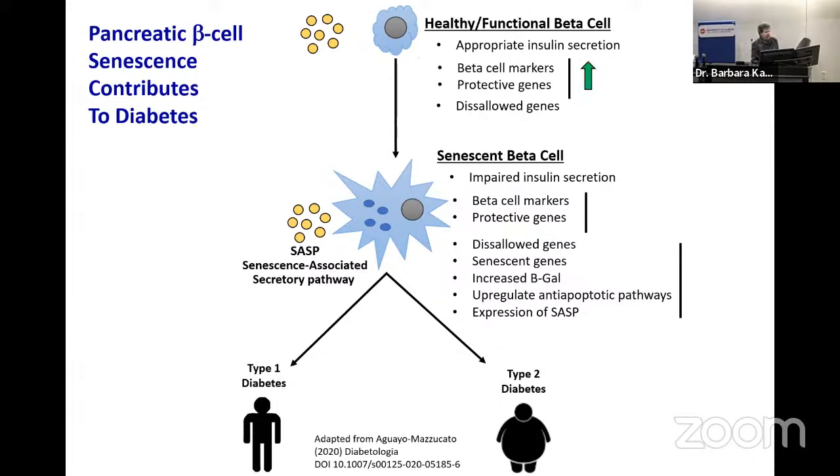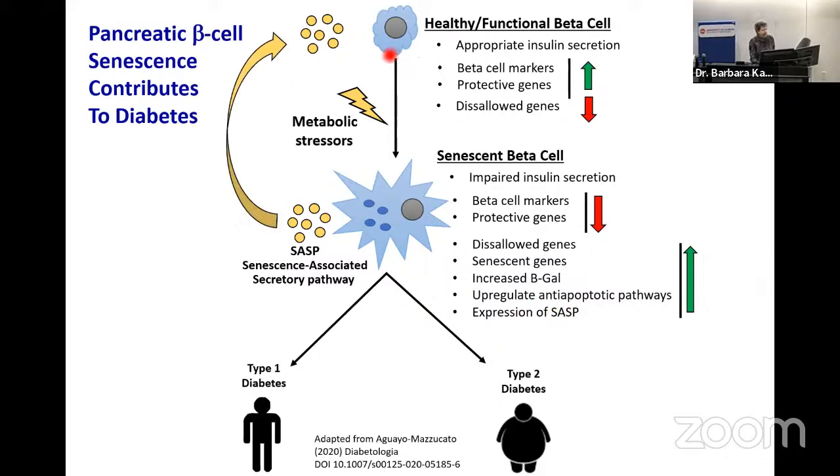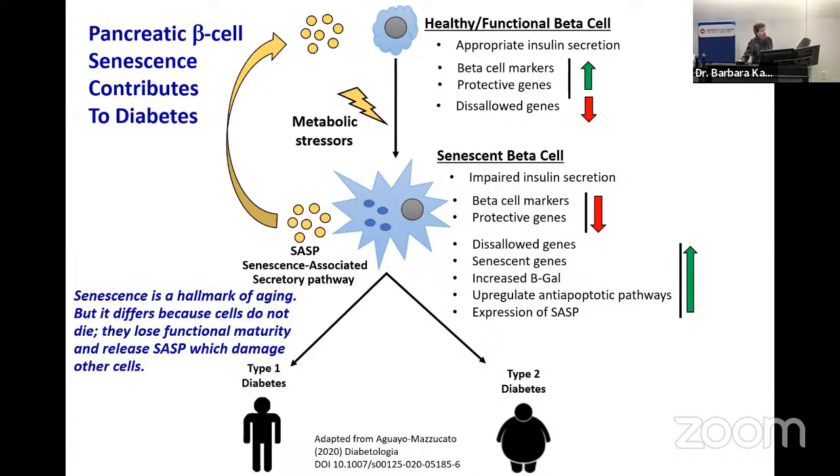So in general, in healthy beta cells, you see beta cell markers and protective genes, and these disallowed genes are not expressed at all. But then with metabolic stress, beta cells start to undergo senescence, you see a decrease in the beta cell markers, and you see an increase in the disallowed genes, the senescence genes. Beta-gal is a marker for this. There's an upregulation of anti-apoptotic pathways, and then the expression of the SAPs. And the SAPs then feed back on the not yet affected cells to damage those cells. So senescence is a hallmark of aging, but it differs because the cells do not die. They lose functional maturity and they release the SAPs, which then damage other cells.